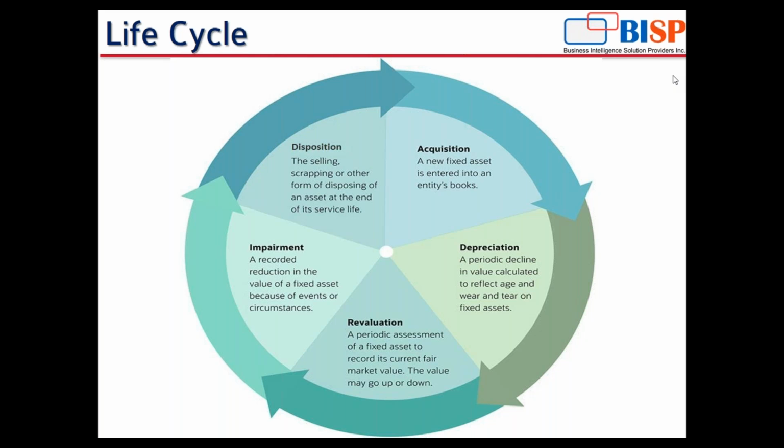So this is how the life cycle of an asset actually works, I mean, all the fixed assets have this kind of a life cycle, where it starts from acquisition, then you depreciate it, you revalue it, you suffer an impairment loss, and then you just dispose it off. So this is how the life cycle of the asset actually works.